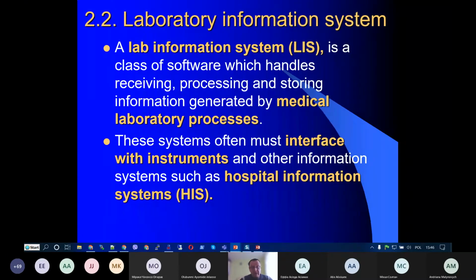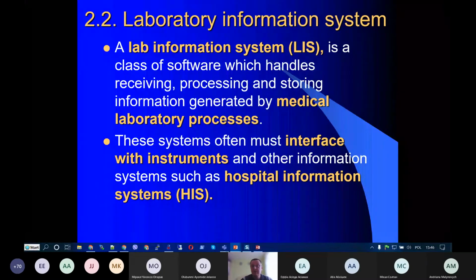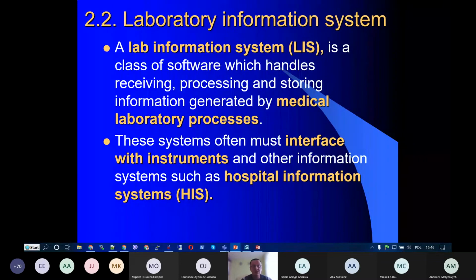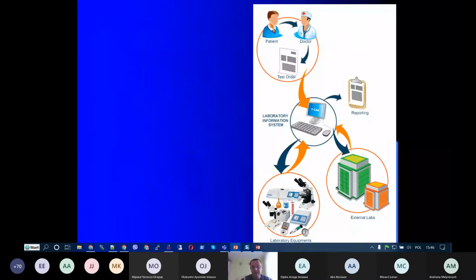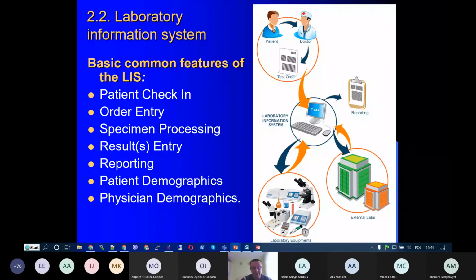So, the second classification: laboratory information system. After hospital information systems, we turn to the medical laboratory. A laboratory information system, or LIS, is a class of software handling, receiving, processing, and storing information generated by medical laboratory processes. And the major feature of this, unlike clinical and hospital information systems, is its interface with instruments. So it can retrieve results of various observation measures directly from instruments and instantly store them within internal storage or share them with external systems by request.